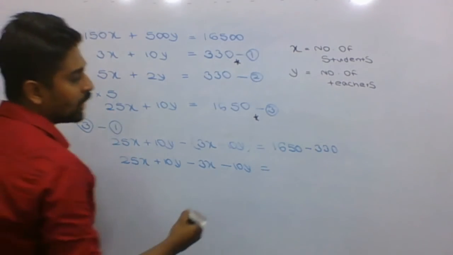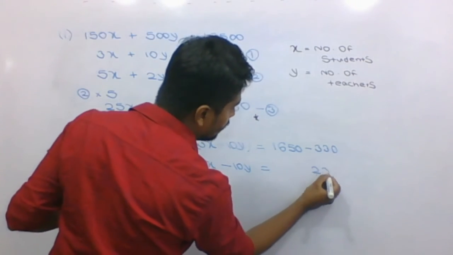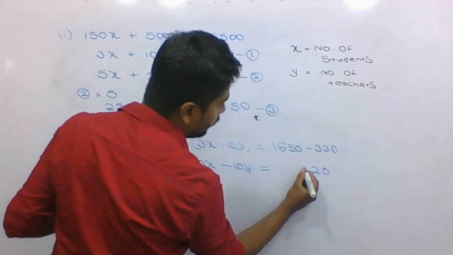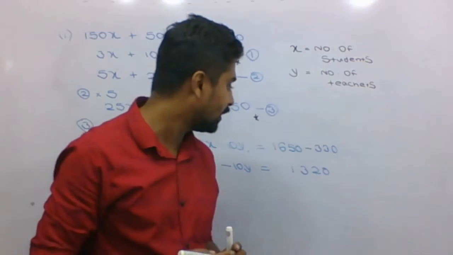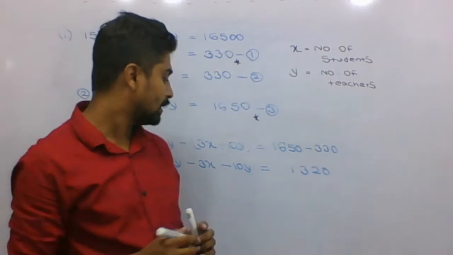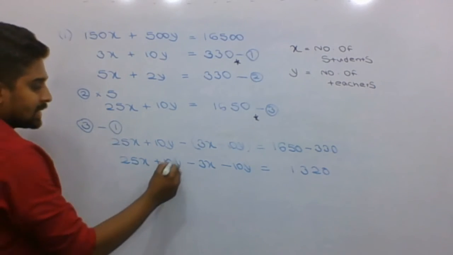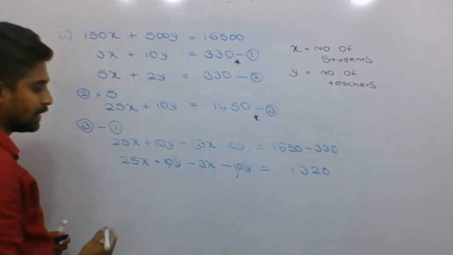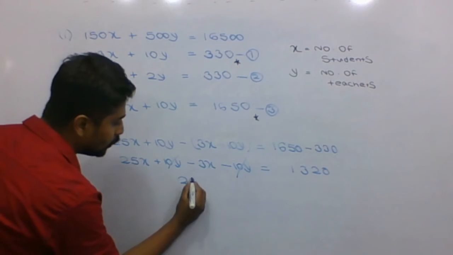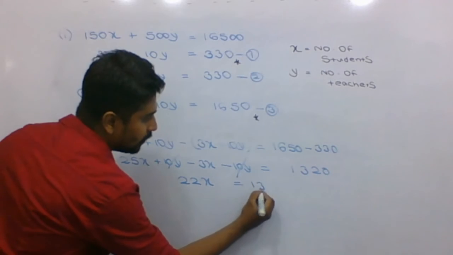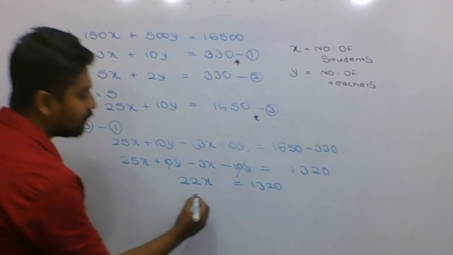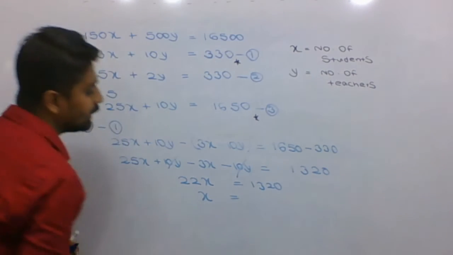When you do this subtraction, this becomes 1320. Right? So then what happened? Cancel: plus 10y minus 10y. Then you simplify, this becomes 22x, and this is 1320. Now divide both sides by 22.